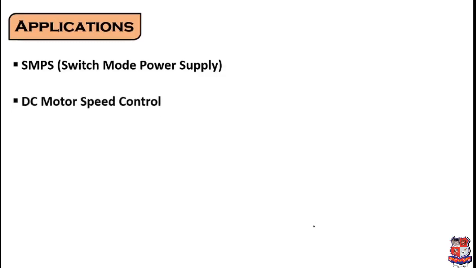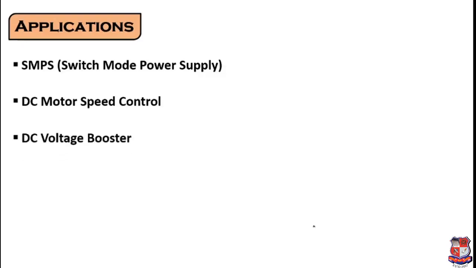And the final topic which is left is the applications. So applications are very simple. The best example is the laptop charger which you use, a DC-DC converter named SMPS, or switch mode power supply. Next is DC motor speed control, where the speed can be controlled by varying the output voltage of the DC chopper and controlling the input voltage of the DC motor.